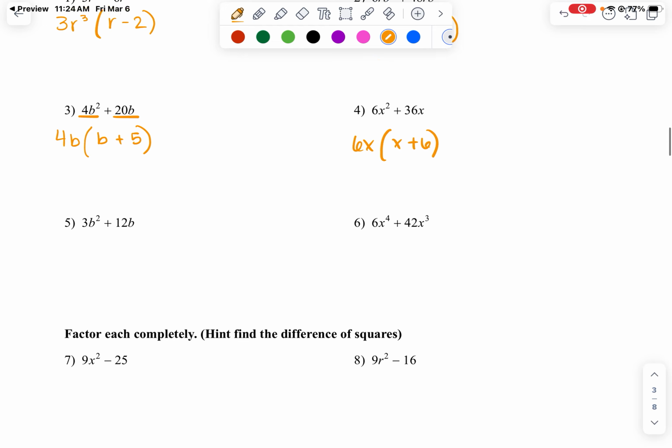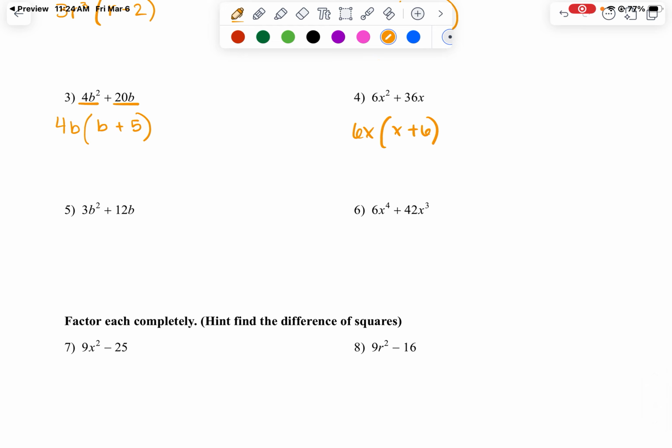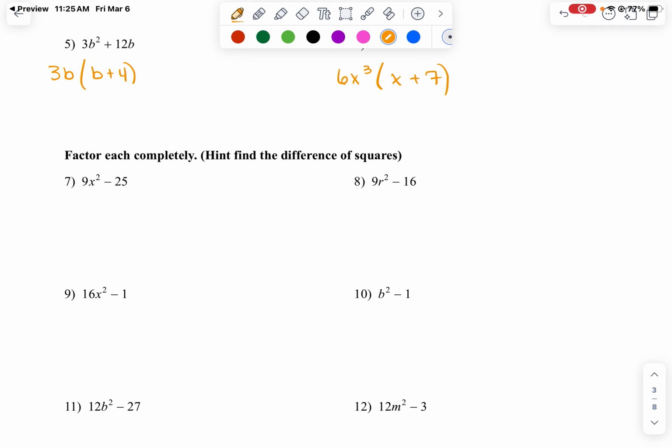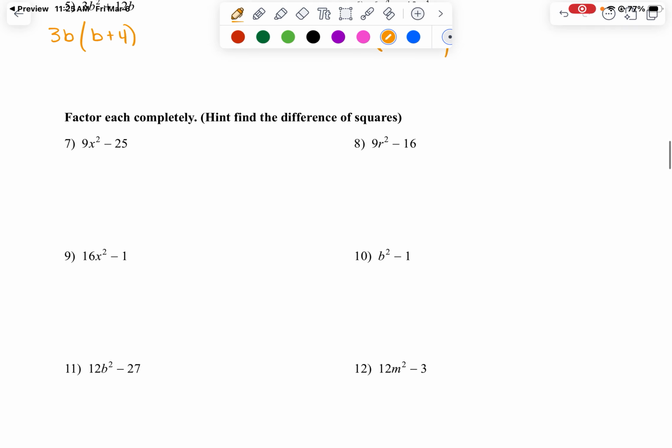For number 5, we have to find the greatest common factor. Greatest common factor of 3b squared and 12b is 3b, which leaves us with b plus 4. The answer for number 6 is 6x cubed times x plus 7. Now, the next section, we're still factoring completely. We have to look at difference of squares. So let's go ahead and look at number 7.